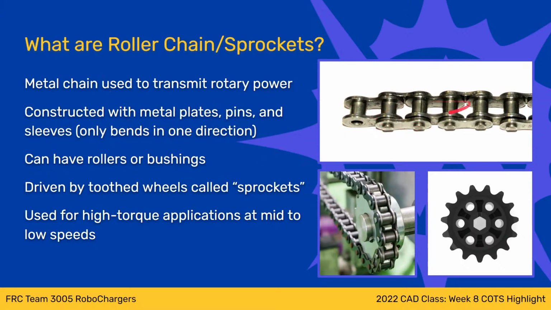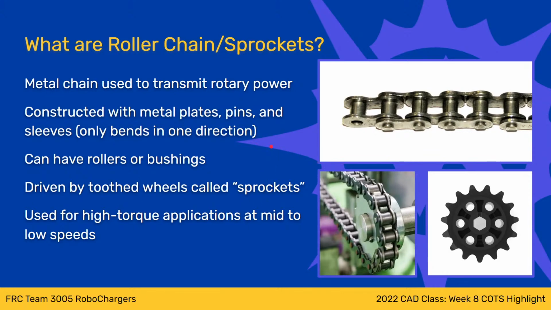The key thing about the chain is that because we've got these pins, these little links can rotate around these pins, but they can't rotate side to side. So the chain can wrap like this. It can bend in one direction, but it can't bend side to side. And so that's pretty important. It keeps the chain aligned. It keeps it from wandering off of the thing that's driving it.